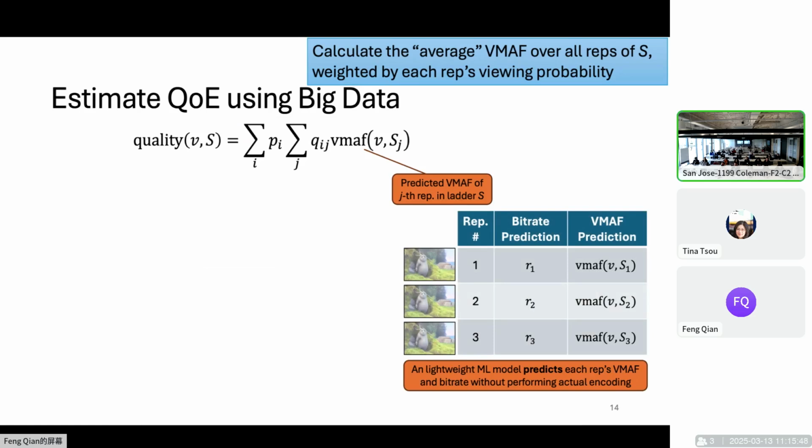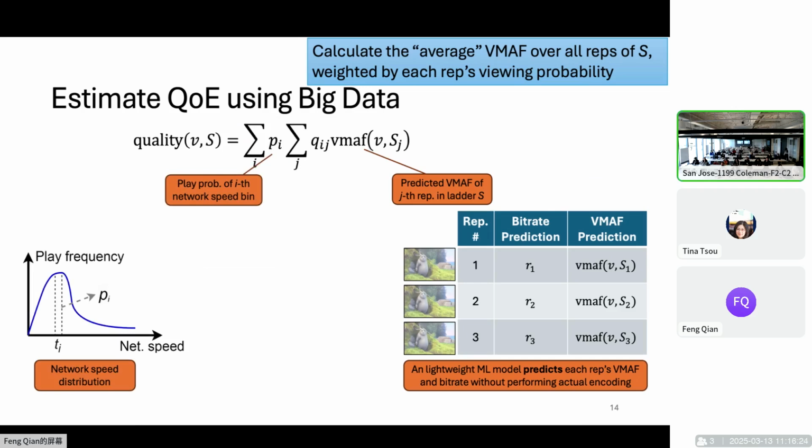Here, these three numbers are the predicted VMAF score. It actually encompasses the complexity information of the video. And also we predict the bitrate, right? So this is the VMAF prediction part. Then we need to calculate the weight. We need to consider for each representation, what is the watching probability? The watching probability depends on many factors, in particular the network speed, right? Because with different network speed, we have different viewers. And under different network speed, the watching probability of a representation will be different, right?